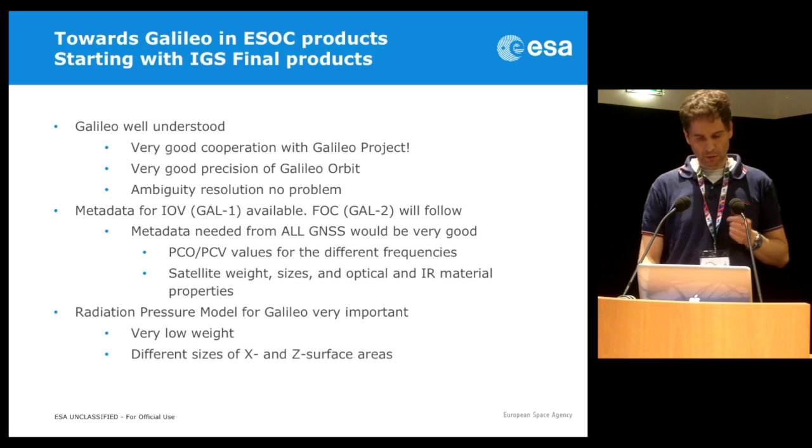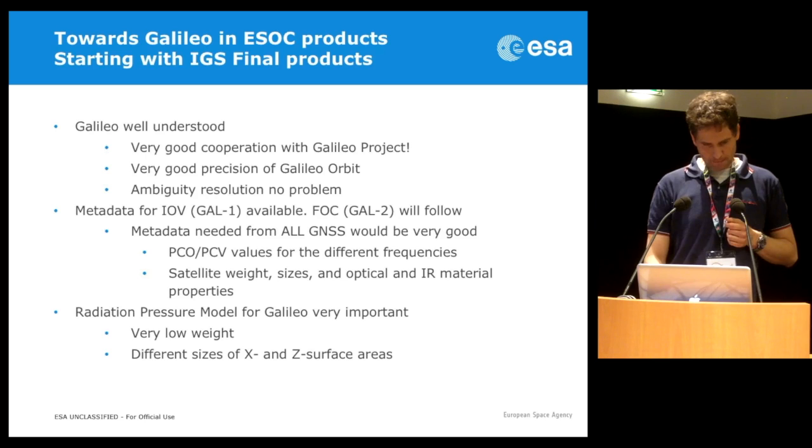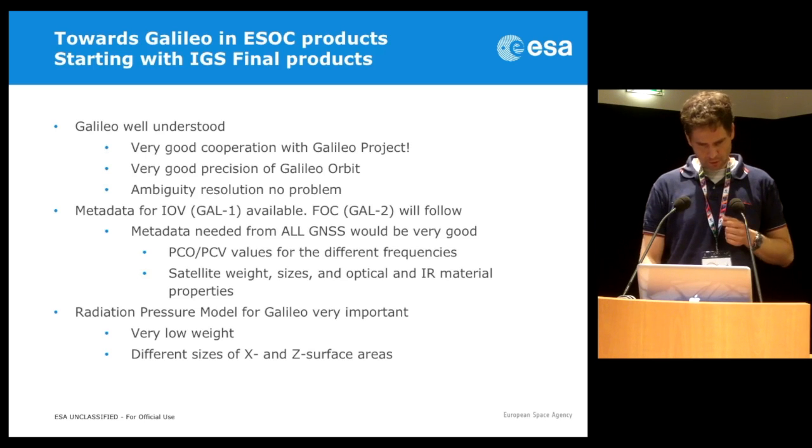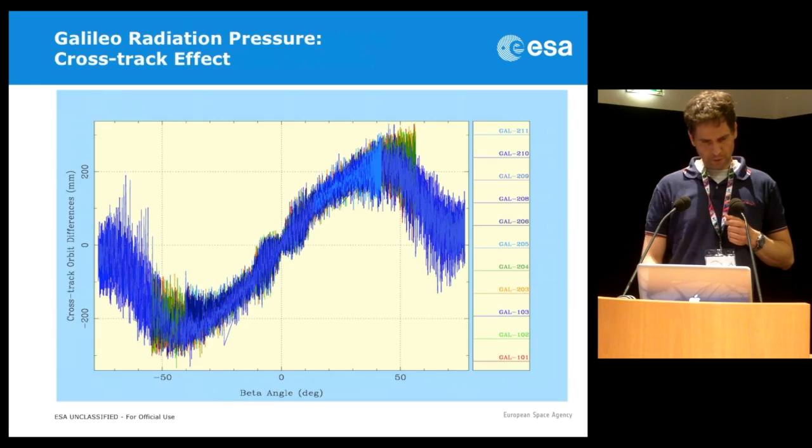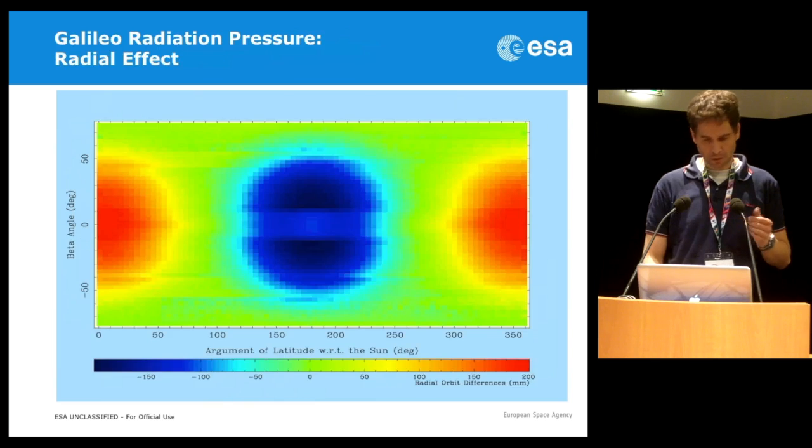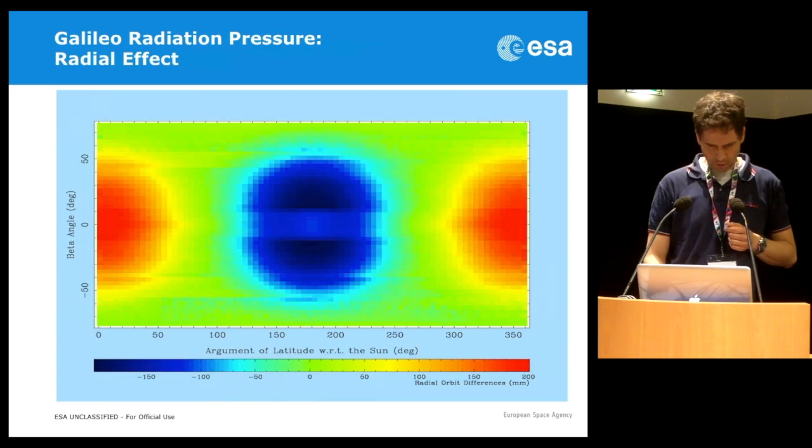Radiation pressure modeling for Galileo is certainly very important because of the very low weight of the satellites and their shape. This is just to show you the impact of a radiation model, the box wing model that we have in our software, and how the orbit changes when you turn this model on. This is for the cross-track component, so you have a big impact of up to 25 centimeters, and even more in the radial component, up to 10 centimeters. So it's really necessary to use this model, I think.